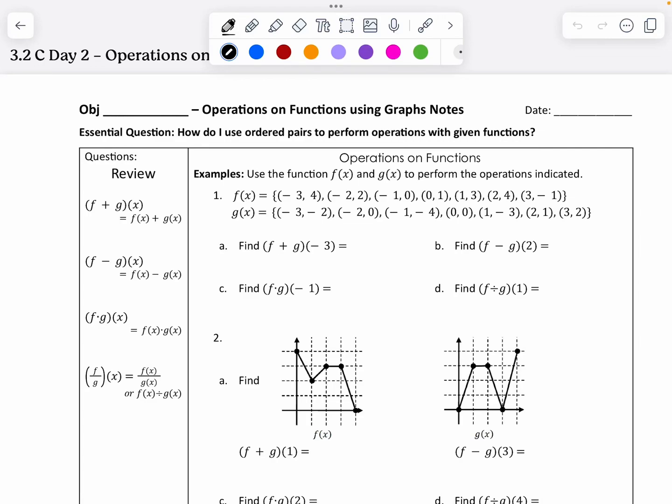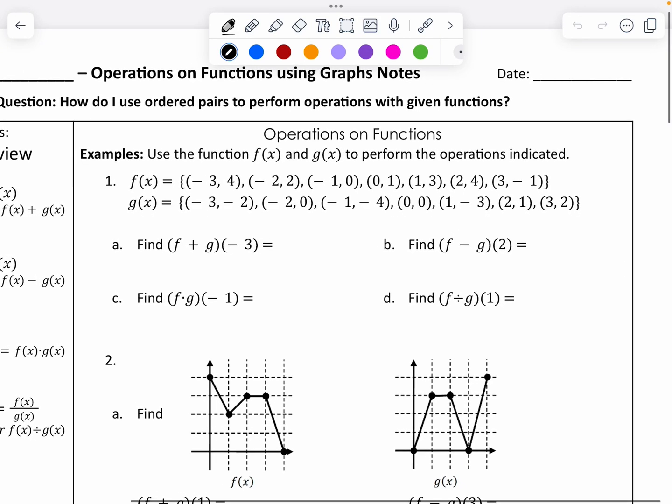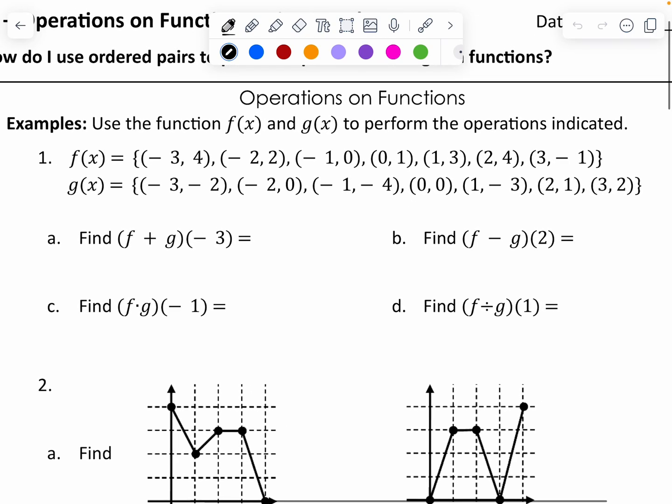Okay, today we're going to be doing operations on functions again, but this time we are using graphs to perform the operations. So first we have sets of ordered pairs representing the function. We have f of x and g of x. And A is asking us to find f plus g of -3. So we are finding an input of -3 in both of those functions and adding the outputs together.